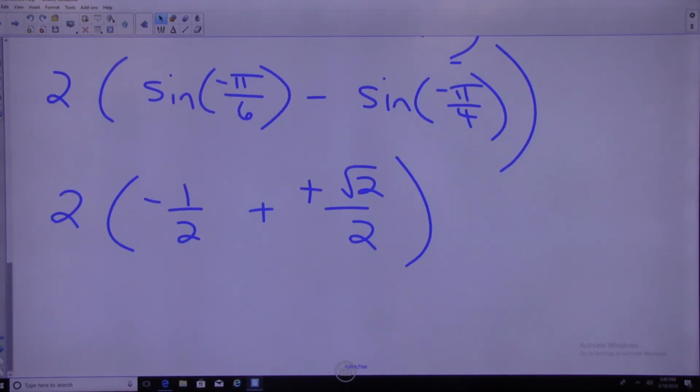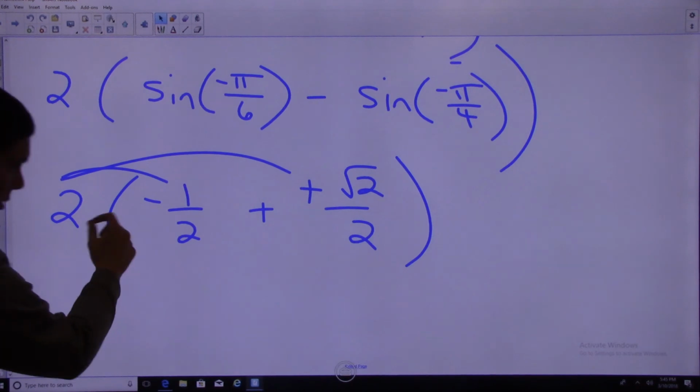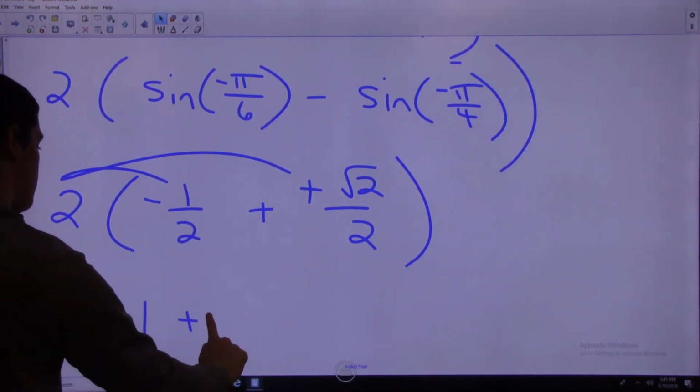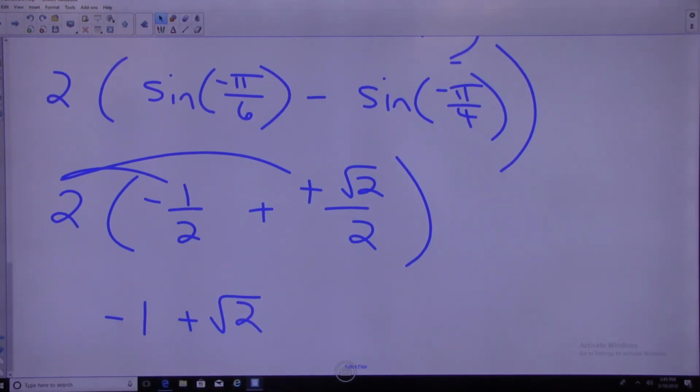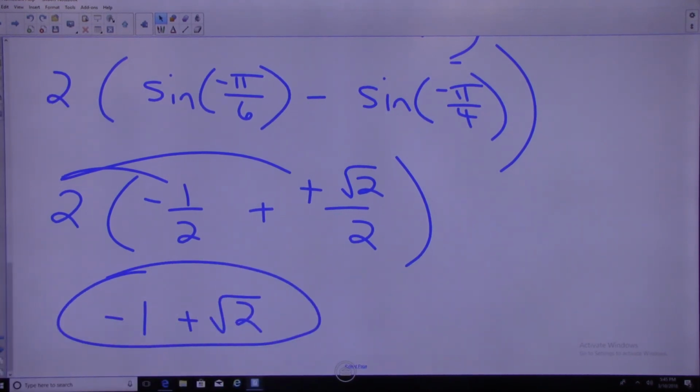But when I multiply these both by 2, the 2's go away. They cancel on bottom, top, and bottom. So we're left with negative 1 plus the square root of 2. Whatever that is as a decimal, that's going to be your answer. If you wanted to leave it like that, you can as well. So I'm going to circle that: negative 1 plus the square root of 2. That's just an example of how you can use these formulas.